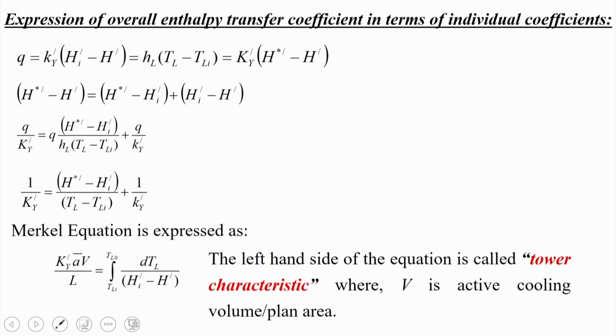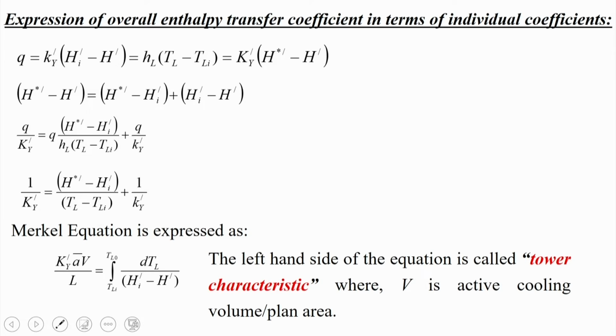Now, the expression of the overall enthalpy transfer coefficient in terms of the individual coefficients. We know q is equal to small k y prime into h I prime minus h prime. This is nothing but h L into T L minus T L I, which is equal to capital K y prime into h star prime minus h prime. From there, by manipulation, h star prime minus h prime is equal to h star prime minus h I prime plus h I prime minus h prime, to put it in the form of q by capital K y prime and q by small k y prime.